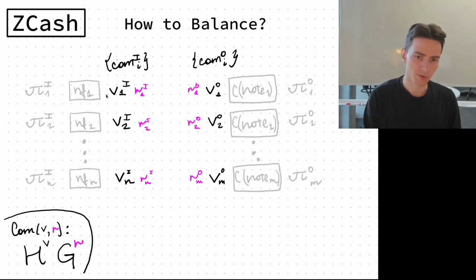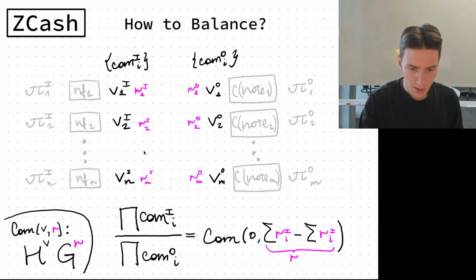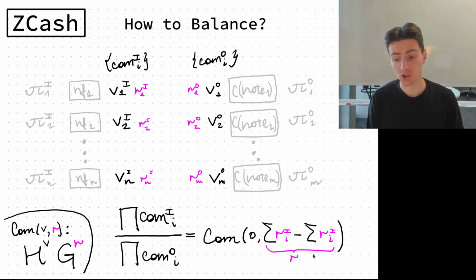Each node contains a value and randomness on each side, and then the commitment is just h to the value and g to the r. And as you may see, if you have commitments to all these values on the left and the right, individual ones, if you multiply everything on the left and divide by everything on the right, you will get a commitment to 0, if everything balances, with this joint randomness r.